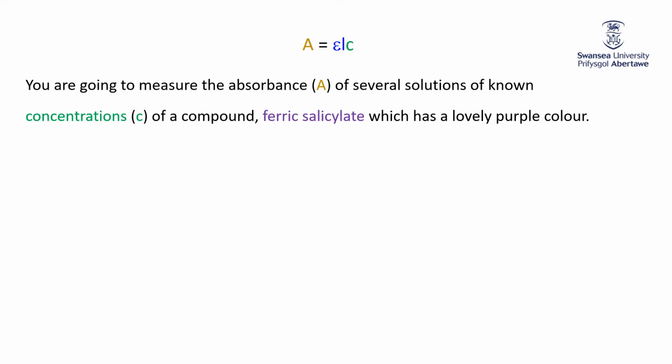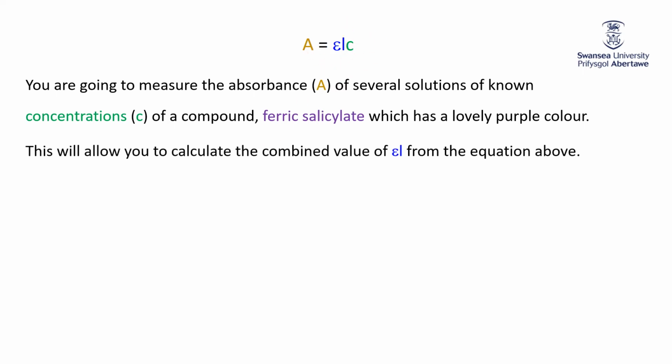Now in this particular lab, we're going to measure the concentrations of ferric salicylate. Try saying that 5 times quickly, which is a lovely purple color. So what we're going to do, take different concentrations of that, measure the absorbance, and we'll use Beer's law, measuring the absorbance for the known concentrations. We can calculate epsilon L.